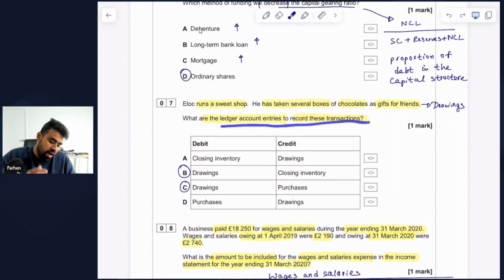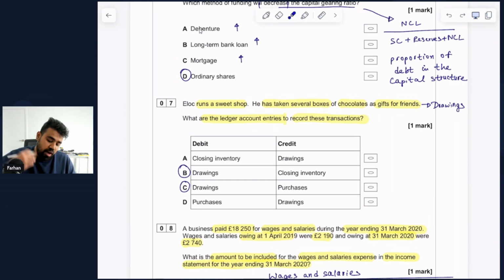Now you can see that I've selected two options here. I believe it could be option B and option C. Both of them are correct, but option C is what the marking guide or the mark scheme says. But let me explain my logic behind why I believe both options should be correct.